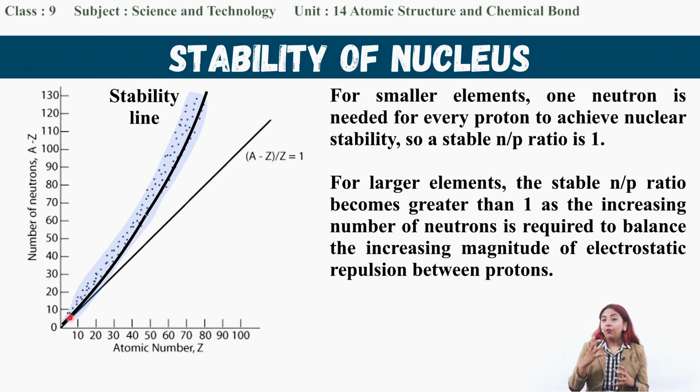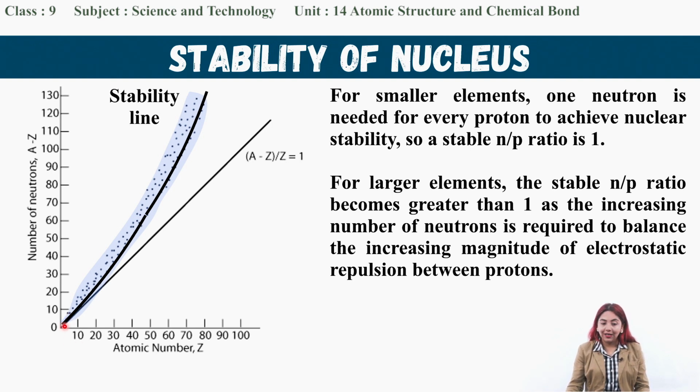Now, when the atomic number increases, so the number of protons increases, the electrostatic repulsive force increases. To balance that, an additional number of neutrons is required so that the strong nuclear force can win over the electrostatic repulsive force. So in the larger elements, the ratio of the number of neutrons to protons starts to become greater than 1. This is represented by this graph.